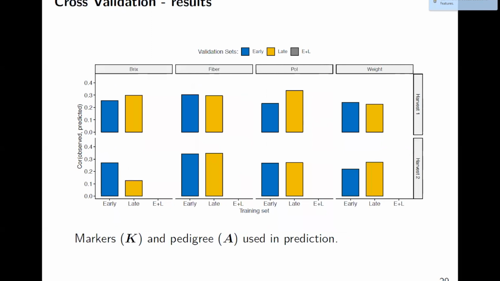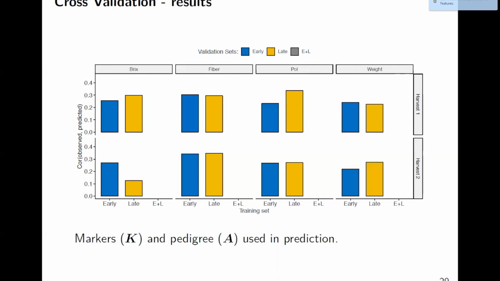Here we have the four traits: bricks, fiber, pole, and weight, and the first and second harvests. In these bars, we have both the early and late traits. You can see that overall prediction accuracies range from a little above 0.1 to close to 0.4. There is not a clear trend between harvest 1 and harvest 2, or between early and late. I cannot say that I can always predict better for one or the other.